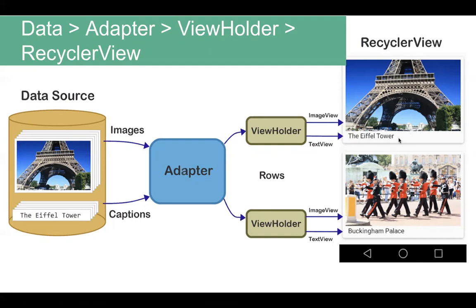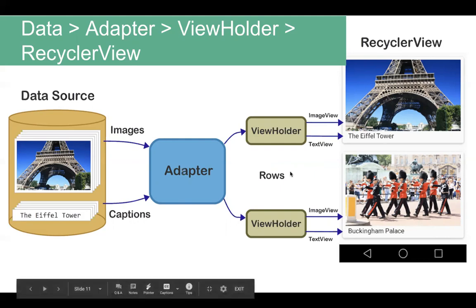And then the recycler view will display each of these view holder objects, the image view and the text view as a unit, as one row in the recycler view. And then you can have that scrolling feature to your recycler view where each of these things are shown in an orderly manner like this.